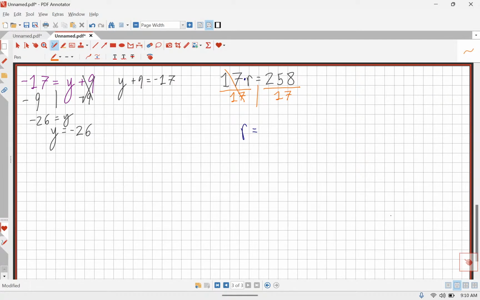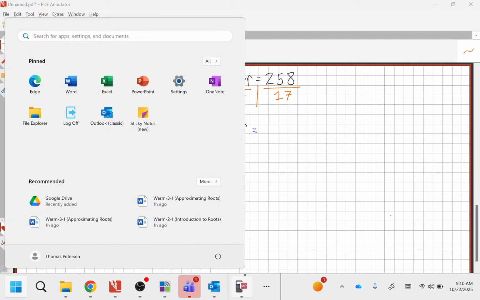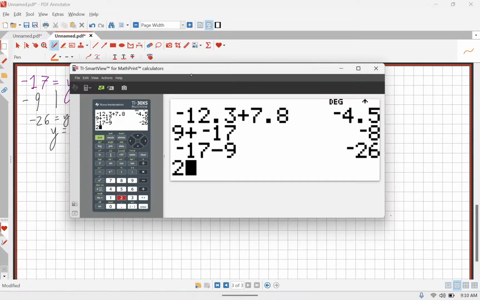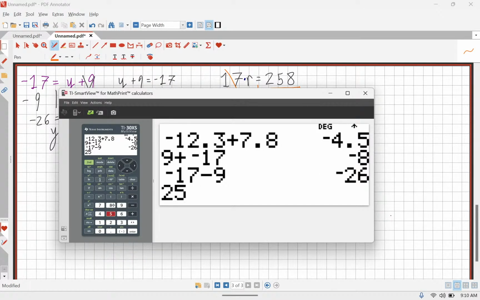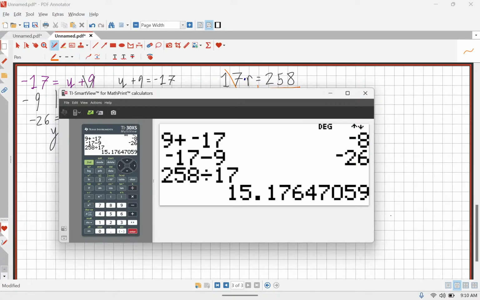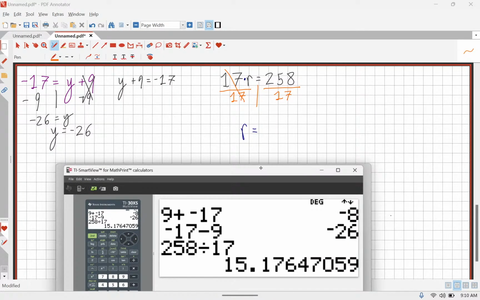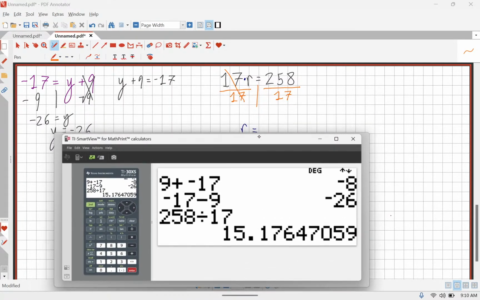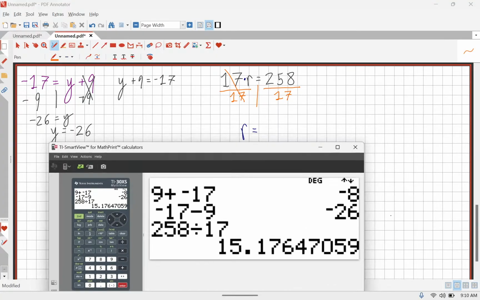And we're just going to jam that in our calculator. 258 divided by 17 is a horrible number. What the heck? I think I might have written that down wrong, which is fine. You know what we're going to do? We're going to round that to the nearest thousandth.